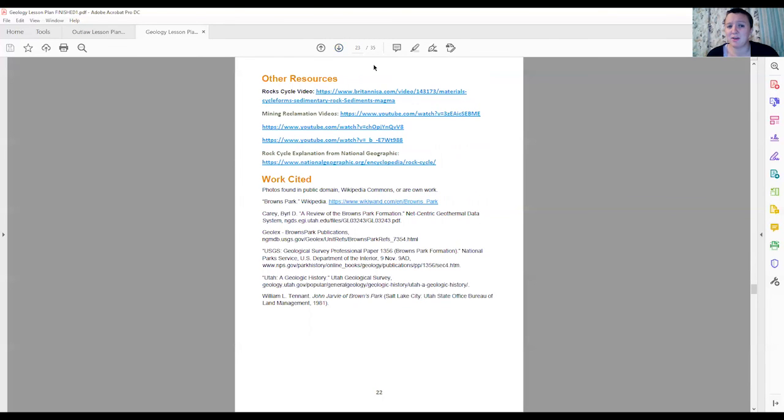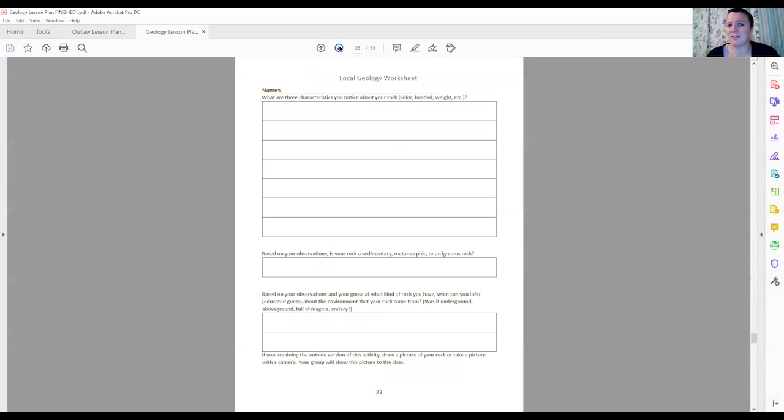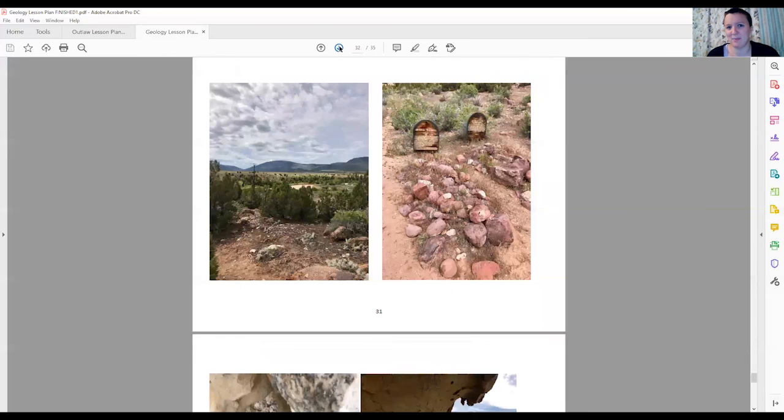We have some other resources at the end involving rock cycles, mine reclamation, and the rock cycle explanation from National Geographic. And then again, we have all our wonderful resources at the end of the page, so you don't have to go out and search for any, although you are more than welcome to go and find any kind of materials that you would like to use.